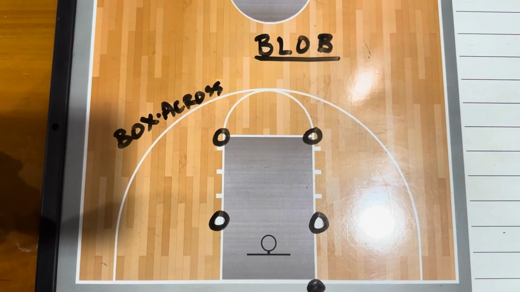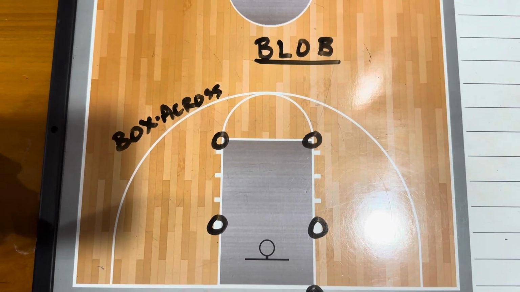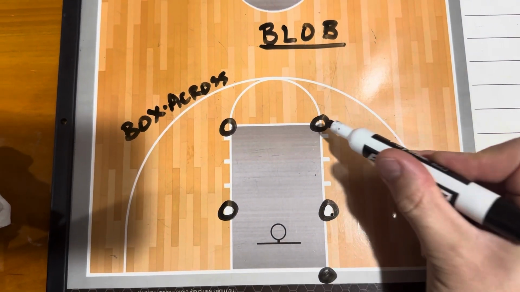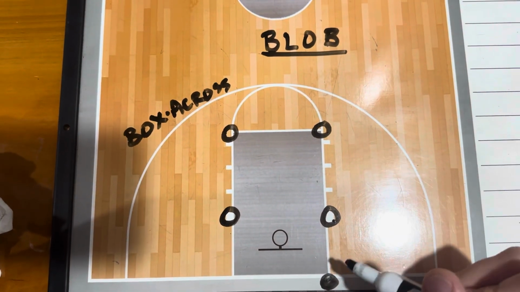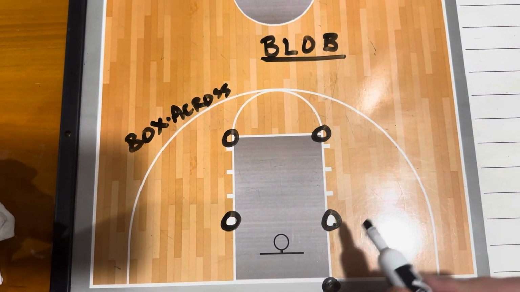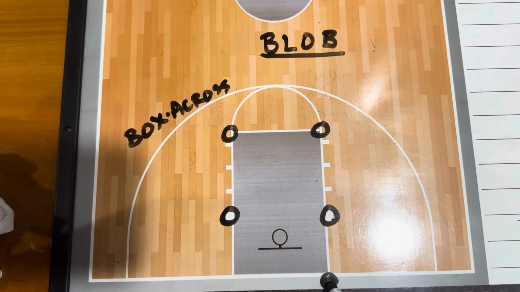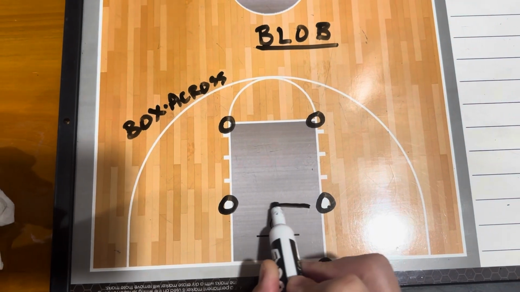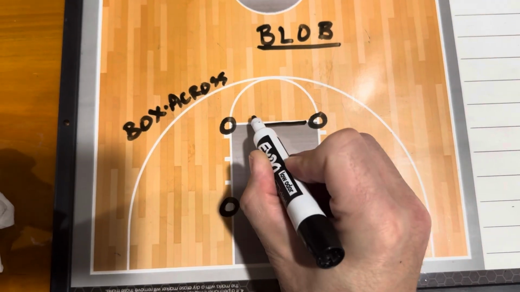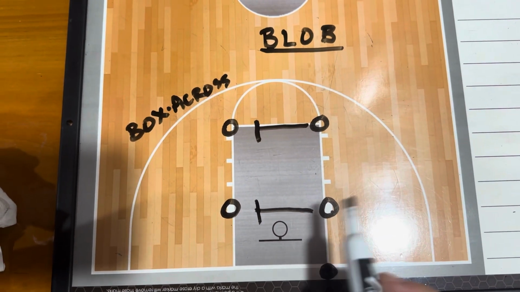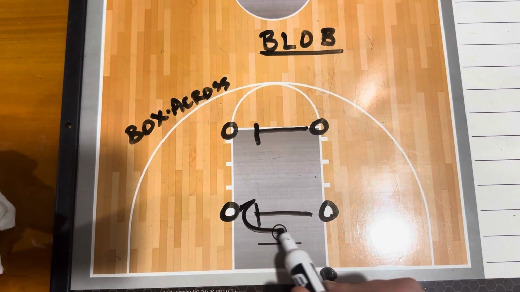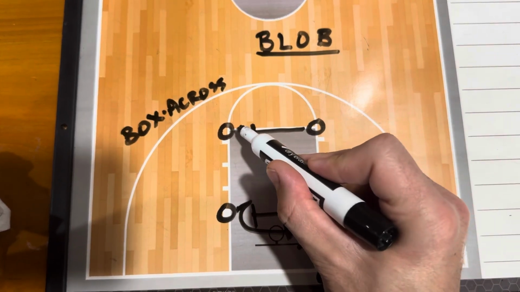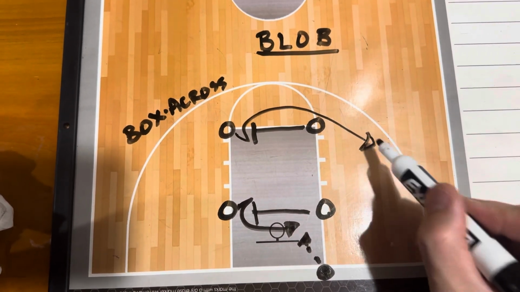Okay, for the next blob play, we'll call it box across. Again, we have our 4 people set up on the block and elbow, block and elbow. For box across, we're going to screen away from the side of the ball. Here's the ball. So when we say across, these guys are going to go across, okay, away from the ball, so that these guys can come down this way, looking for this pass for a score, or maybe out here for a shot.